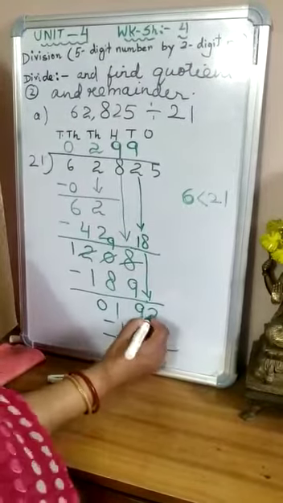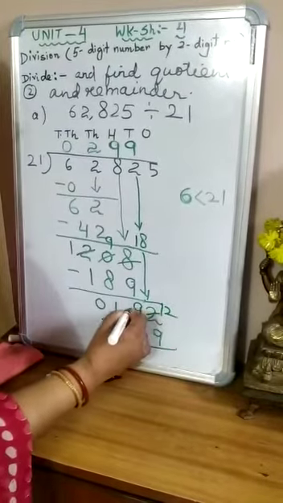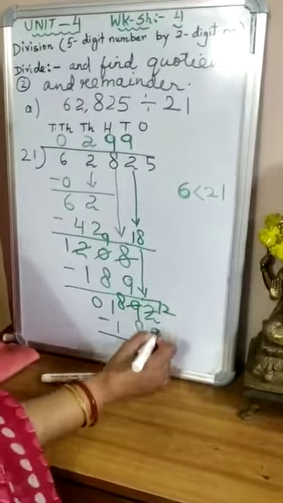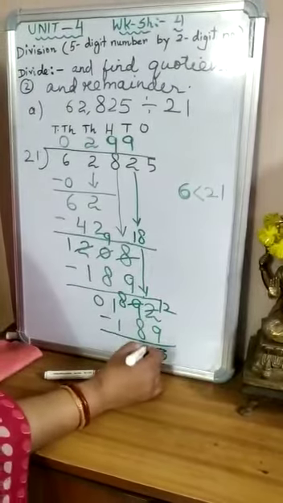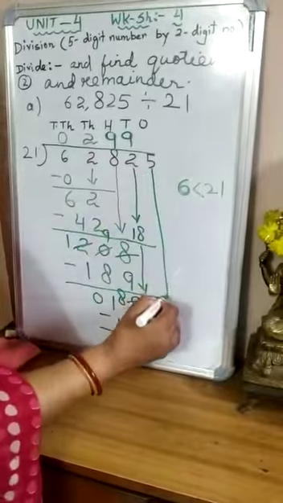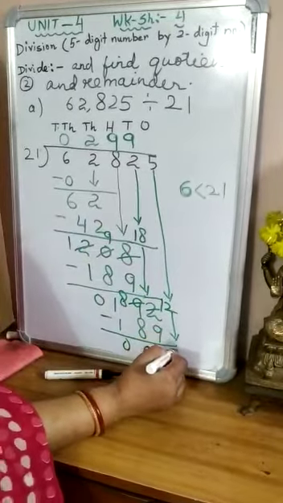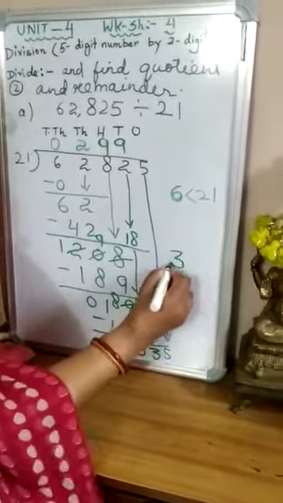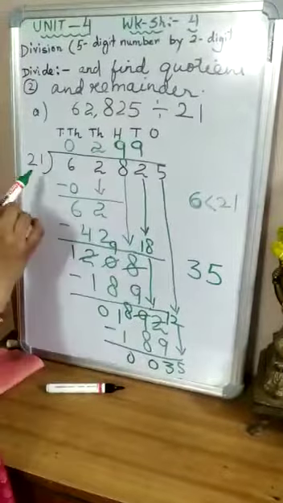So 2 minus 9 is not possible. 2 will become 12 and 9 will reduce to 8. So 12 minus 9 is 3. 8 minus 8 is 0. 1 minus 1 is 0. Now I will write down this 5 ones along with 3. Now it becomes 35.